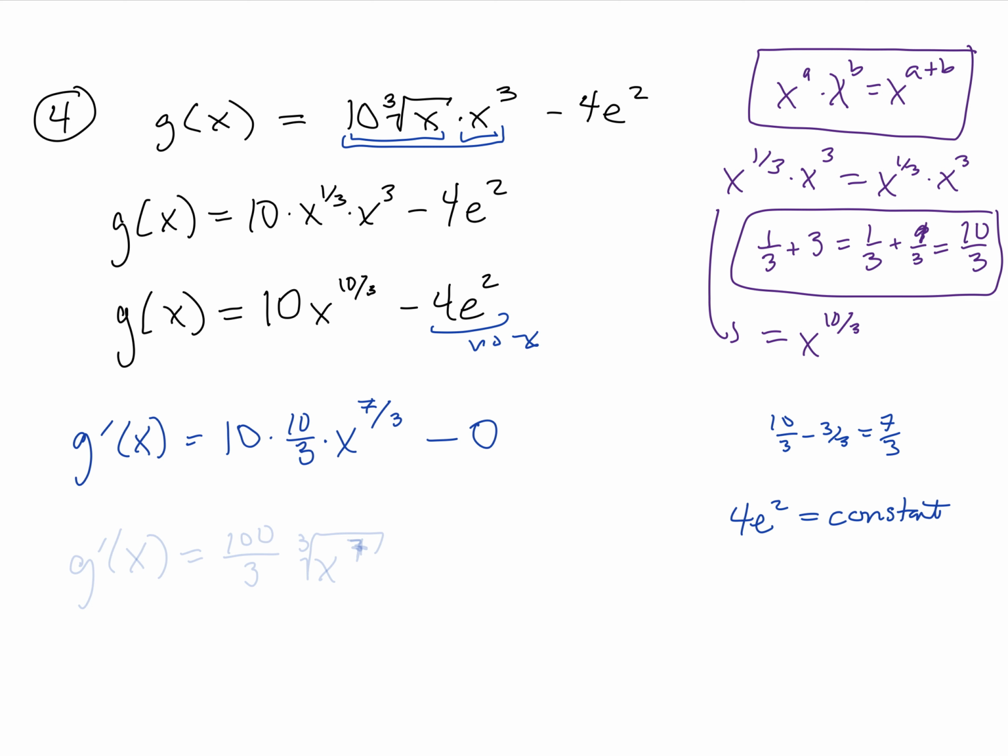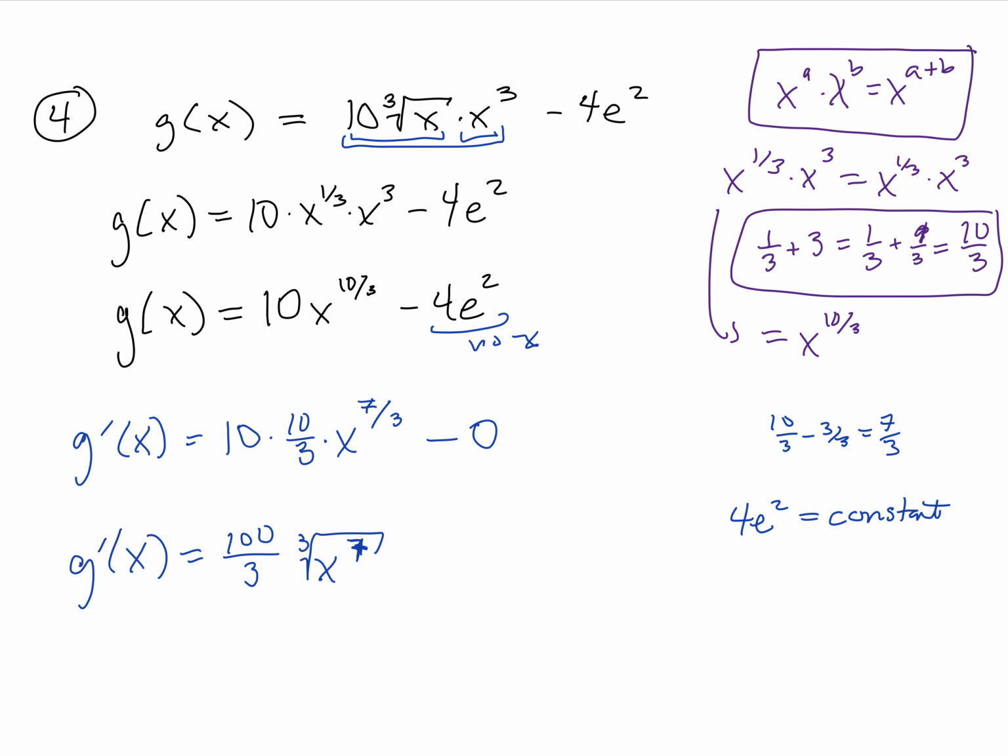And so now we could rewrite g prime of x. g prime of x is equal to 10 times 10, that's 100 over 3, times x to the 7/3. If we want, we could write that as a radical. So that is x to the 7th and cube rooted, the cube root of x to the 7th, minus 0, which is just 0.